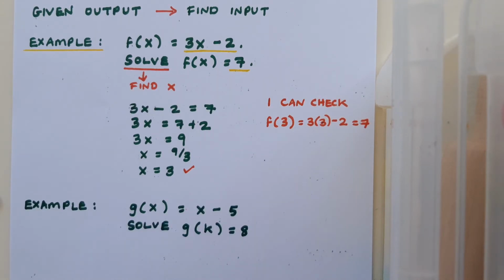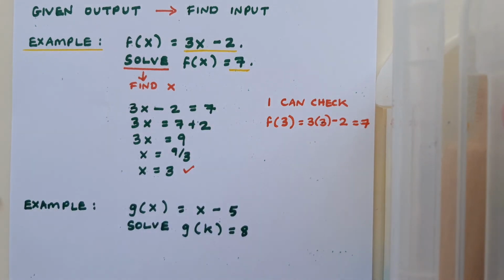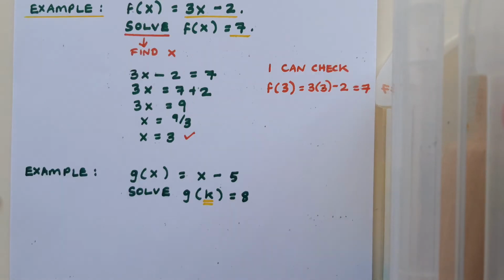Here's a very similar type of example. I'm told the function g of x equals x minus 5. Don't let the g put you off. It's just the same idea as f of x, just with a different name. And I want to solve g of k equals 8. So remember that when I'm being asked to solve, I'm being given the output and I want to find the input. And if I look at this question, I can see that my input in this case was k. So my answer at the end of this should be k equals.